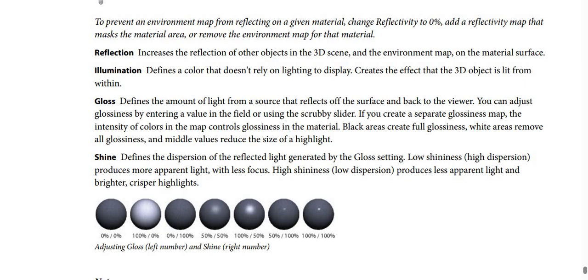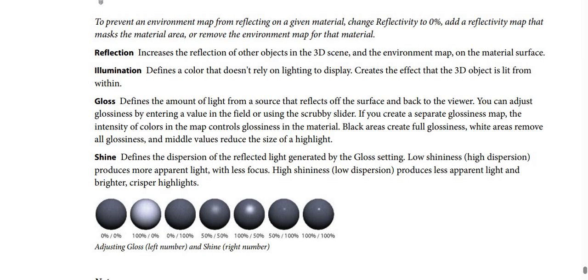We have options again. The first option, reflection. What about reflection? Reflection increases the reflection of other objects in the 3D scene and the environment map on the material surface. The second option, illumination. Illumination defines a color that doesn't rely on lighting to display, creating the effect that the 3D object is lit from within.